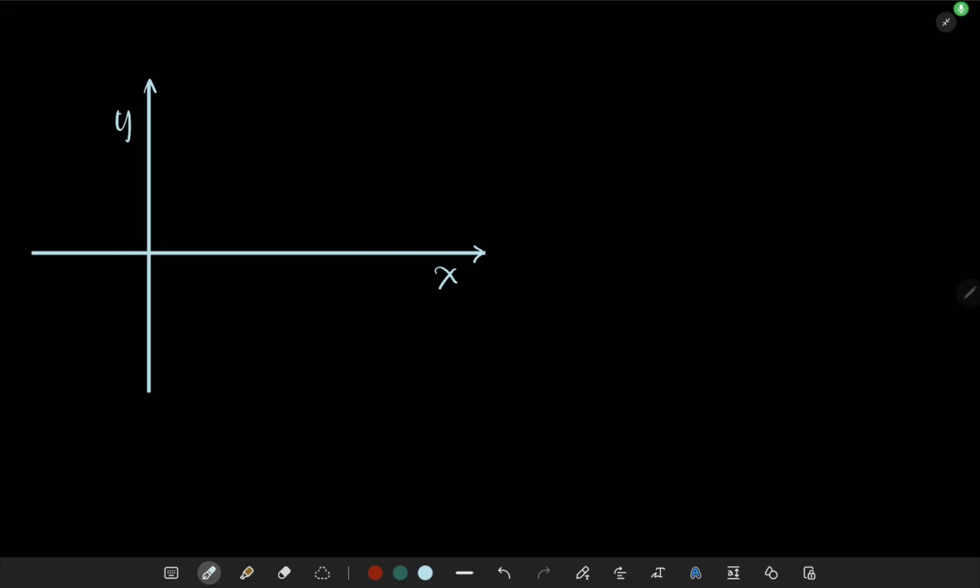All right, so we're going to continue with the applications of the integral. This time we're not going to be computing areas, but we're going to be computing volumes.